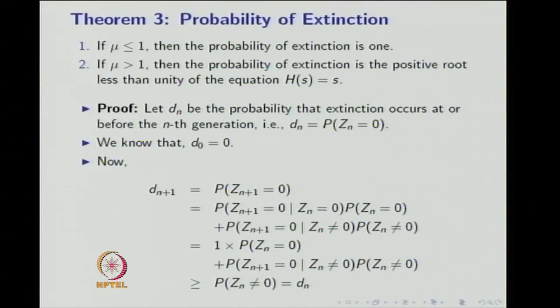Now we discuss the probability of extinction in theorem 3. If mu is less than or equal to 1, then the probability of extinction is 1. If mu is greater than 1, then the probability of extinction is the positive root less than unity of the equation h of s equal to s, where h of s is the probability generating function of Z1.